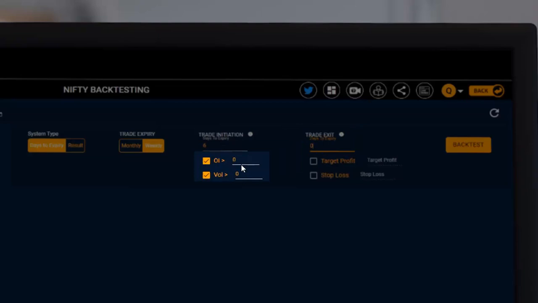Then we can give input about the open interest parameter. Let's say I only want those results where the open interest on the selected strike was at least 1 lakh contracts, and volume, let's say I want the volume on that strike to be at least 1 lakh contracts. So I can give input about that. Target profit and stop loss is basically the absolute PNL of our target and our stop loss level. The absolute PNL which we are expecting at our target and stop loss, we can give input about that. It would be in absolute PNL, absolute rupees.